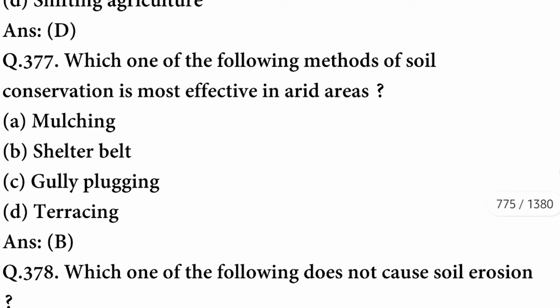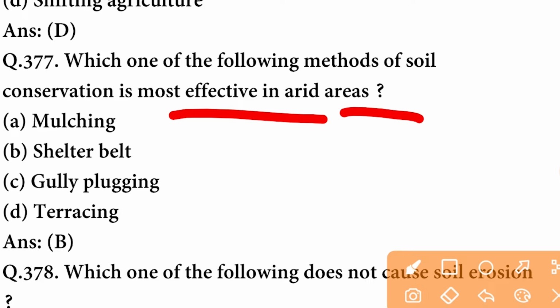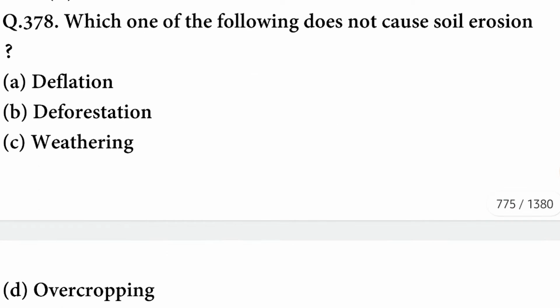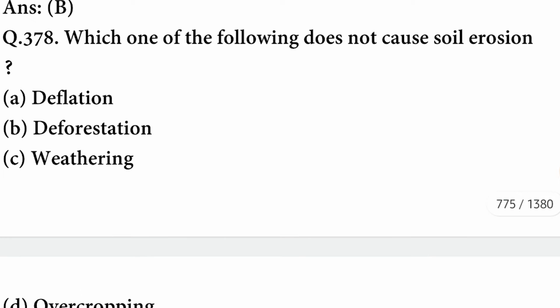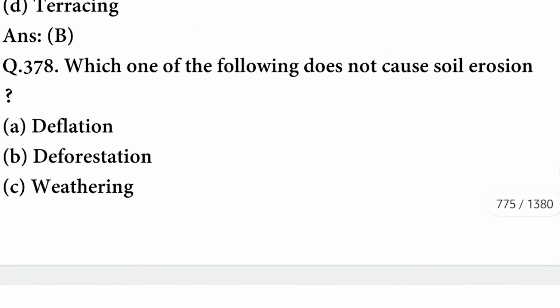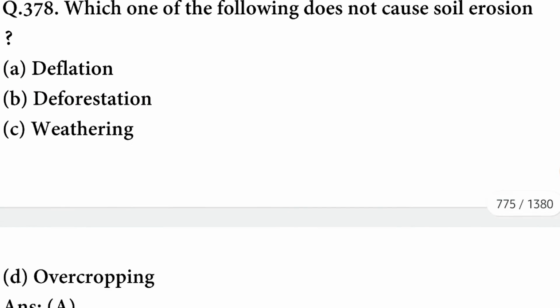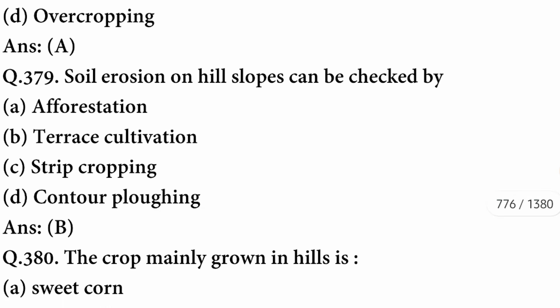Which of the following methods of soil conservation is most effective in the arid areas? The method is shelter belt. B option is correct. Which one of the following does not cause soil erosion? The thing that does not cause soil erosion is deflection. A option is correct. Next question.